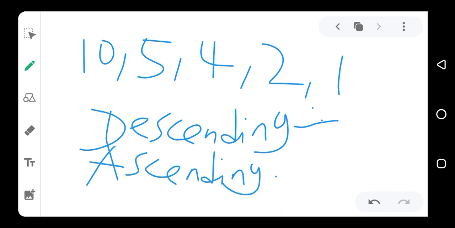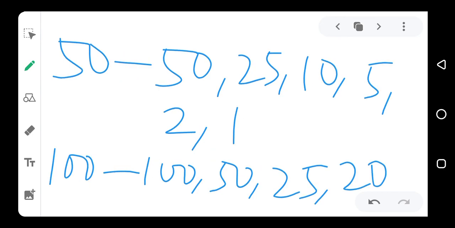So if you're asked to arrange the factors of 50 in ascending order, ascending means you are going up. You start from 1, you say 1, 2, 5, 10, 25, 50. But if you are asked to arrange it in descending, you start from the highest, which is 50. You say 50, 25, 10, 5, 2, 1. Now, let's have our assignments.